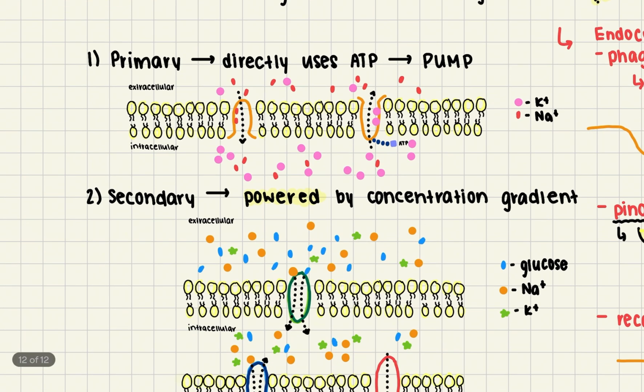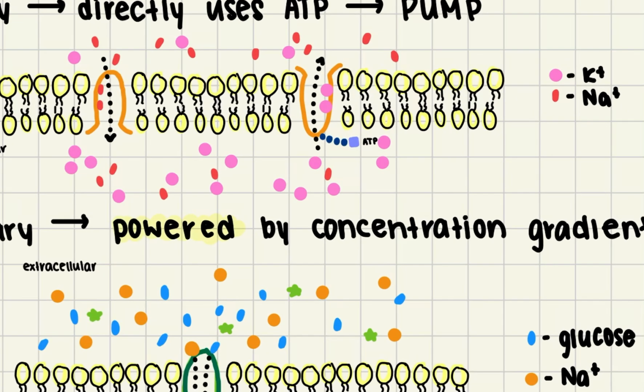So firstly, we have primary active transport, which directly uses ATP to pump a molecule across the membrane. In the diagrams I've drawn, you can see the pump is in the cell membrane. This pump uses ATP to move ions like sodium and potassium, which I've drawn in pink and red, against their gradients. ATP is used to change the shape of the pump so the ions can be pushed to the other side of the membrane.